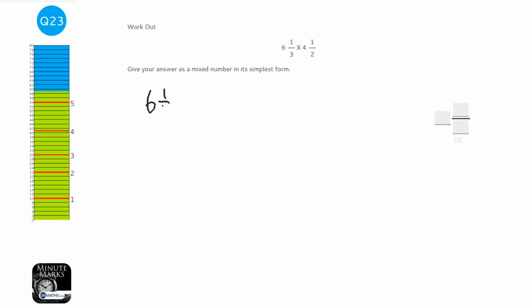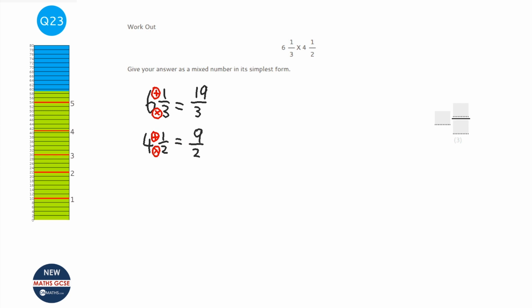So 6 1/3. To make it top heavy, you times by the bottom, and then that answer you add to the top, and then you keep the bottom the same. So 6 times 3 is 18, add to the top is 19, but keep the bottom the same, so it's still over 3. So 4 1/2, we times by the bottom, which would be 8, and then add it to the top, which would be 9. So that equals 9 over 2. So we're going to do 19 over 3 times 9 over 2.